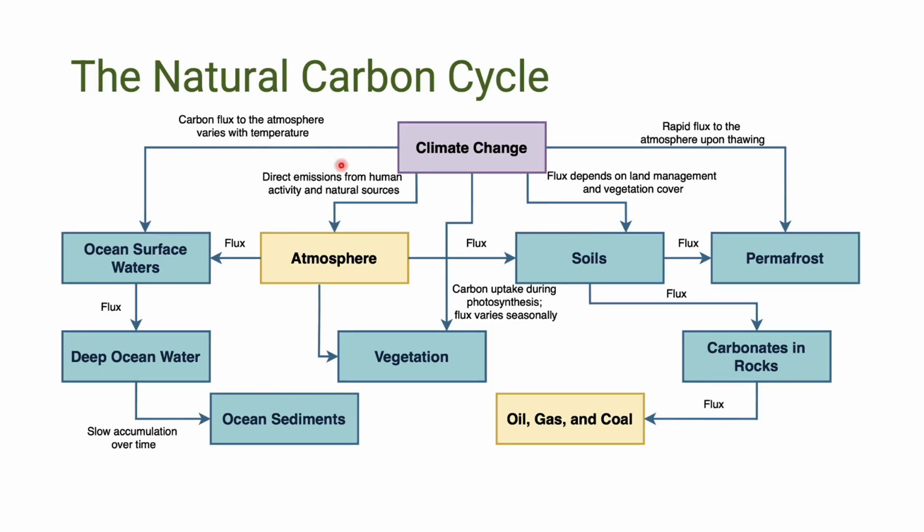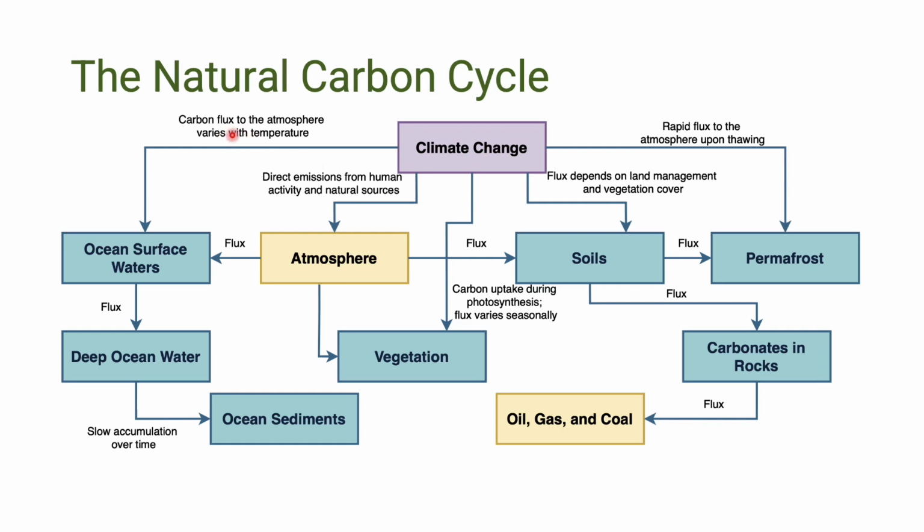Let us look at the natural carbon cycle. The natural carbon cycle is affected by climate change. So we have major reservoirs like the atmosphere and oil, gas and coal. These are basically called sources, and the rest of the places are basically sinks where the carbon can be stored. One is the soil, another is the permafrost, because lots of carbon is present in places like permafrost, soil, carbonates in the rock, ocean surface water, deep ocean and ocean sediments, and vegetation. All of these places have lots of carbon. The atmosphere and oil, gas and coal are the places where carbon dioxide is actually released.